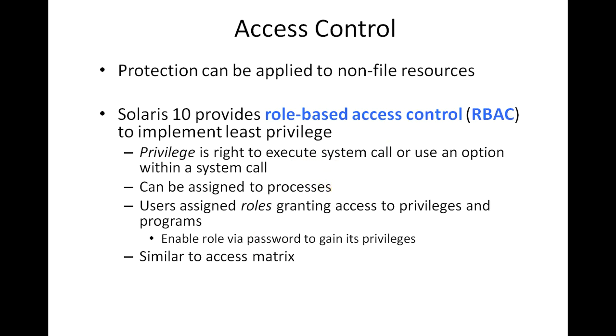Here users are assigned roles granting access to privileges and programs. A user is assigned a role. The roles define and grant access to privileges and programs for the processes. These can be enabled with the help of a password to gain their privileges. So access control is almost similar to the access matrix. Here access permissions are granted as per the roles. So that is called role-based access control.